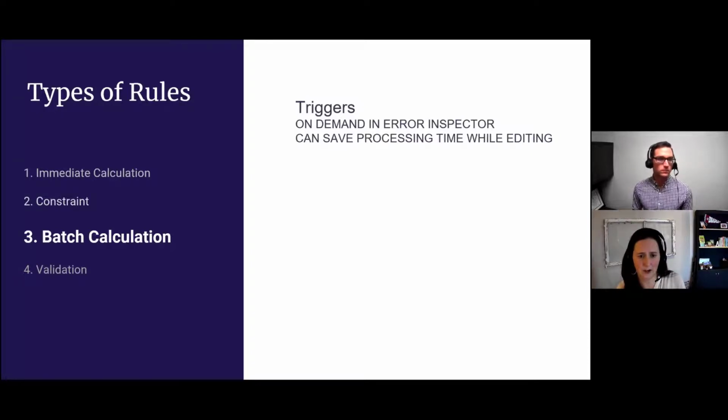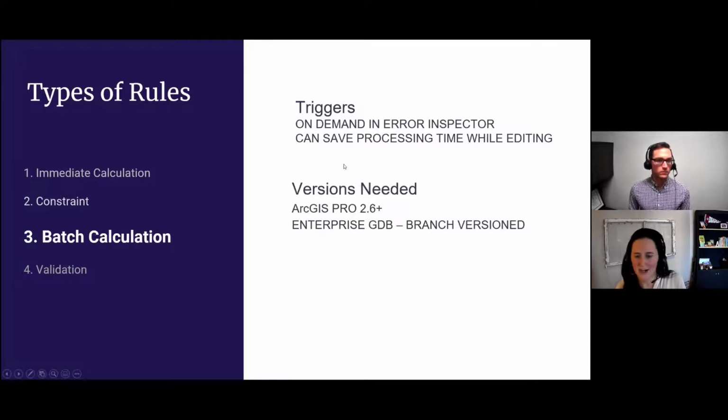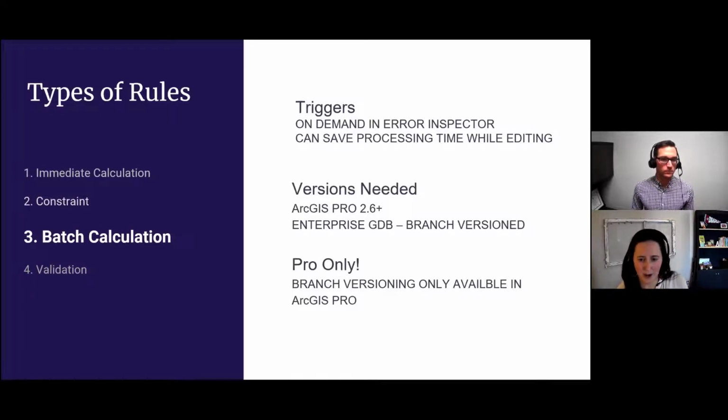This is where Hunter's going to get into this a little bit, but this is where you have to jump a little bit. You got to be in at least Pro 2.6 and in a branch versioned enterprise geodatabase. And then you can only use these in Pro because branch versioning is only available in Pro. And that is why we would encourage everyone to go to Pro, because that's where, again, Esri is putting all their money in developing power.